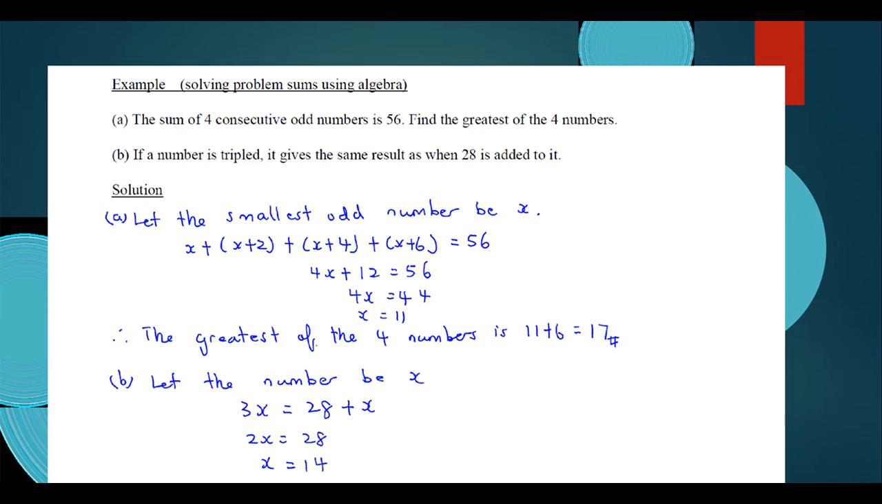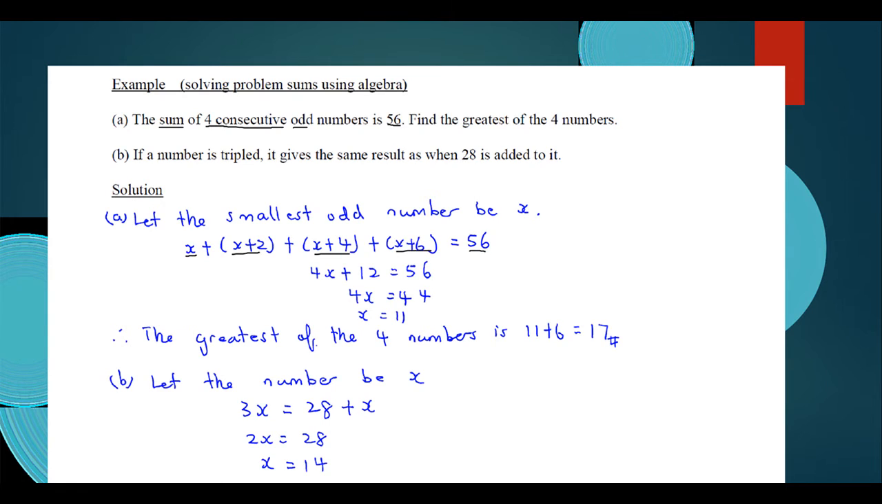Now next, I have to read the piece of information. They say that the sum of the 4 consecutive odd numbers is 56. So I try to form an equation using this piece of information. So I add up the 4 consecutive odd numbers, 1, 2, 3, 4, all added together to be equal to a sum of 56. So I form an equation. Now I just solve the equation to find the answer to my problem.